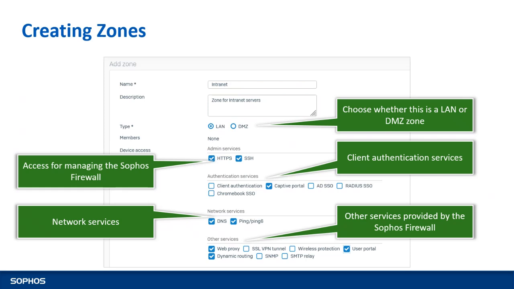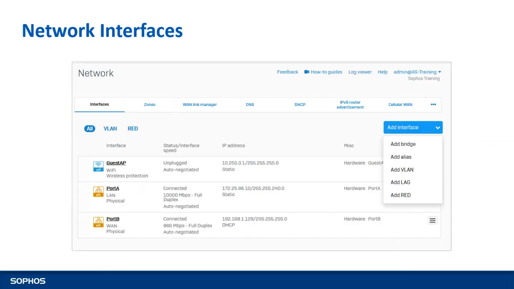When you create a custom zone, you can choose between two types of zones, LAN or DMZ, which is used to indicate the trust level of the zone. You cannot create additional VPN or WAN zones because there can only be one of each. Next, customize the zones to define which services Sophos Firewall provides and will be accessible. This falls into four categories: the administration services to access and manage the Sophos Firewall, the authentication services for user authentication, the network services for ping and DNS, and other services which control access to things like the web proxy, wireless access point management, and user portal.